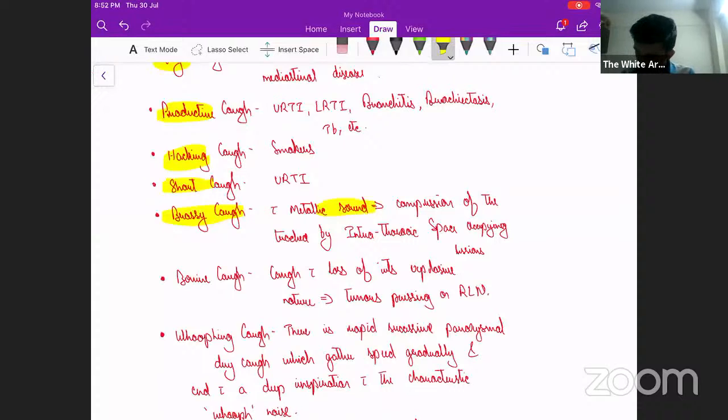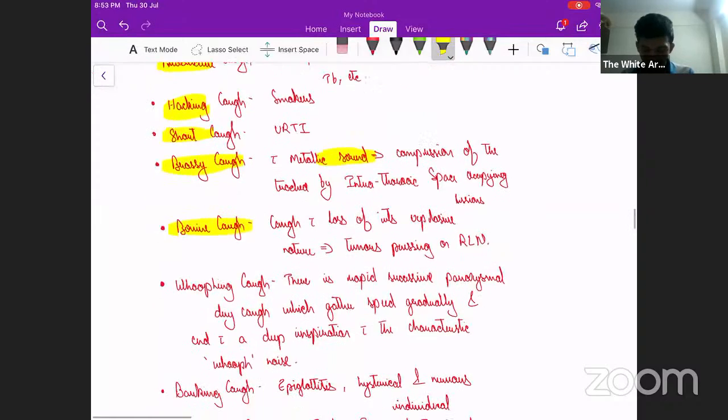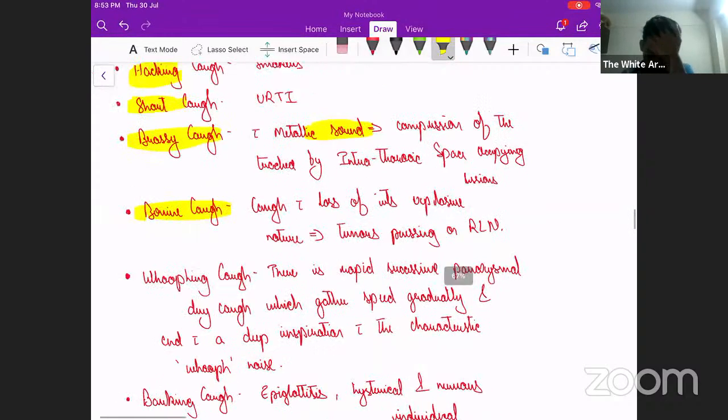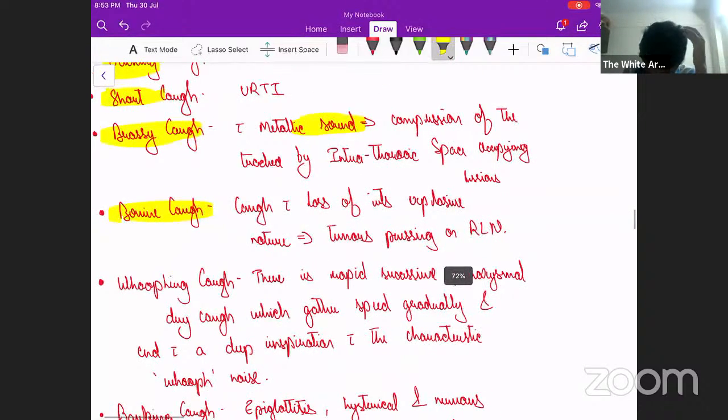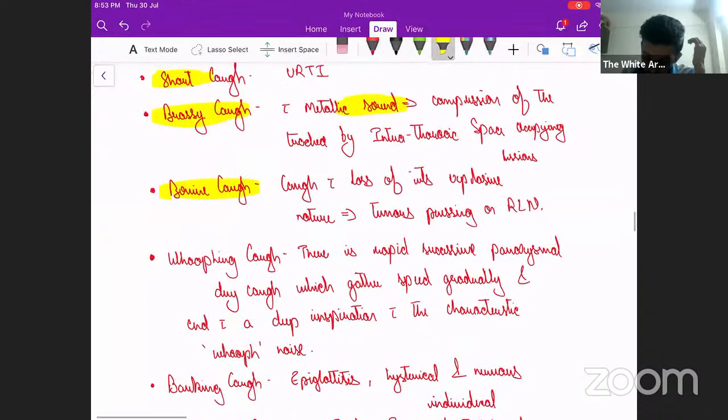So for this, what will it be? Compression of the trachea by an intrathoracic space occupying lesion. This will produce brassy cough. Okay, next is bovine cough. Bovine cough, in case of kids, very important, not bovine cough, barking cough that was. Okay, bovine cough is because of loss of its explosive nature. So cough will be present but very soft. This happens when there is something pressing onto the recurrent laryngeal nerve, as in case of tumors.